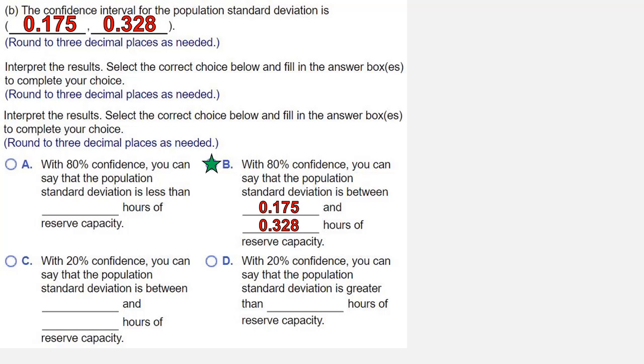Now, always check your answer. How do we check our answer? Well, when we found the standard deviation on the calculator, it was 0.22 something. That number needs to fall between these two bounds, 0.175 and 0.328. It won't be exactly in the middle, but it needs to be between those. If it's not between those values, then you've done something wrong. So you need to go back and find where your error is. But this time we did it right. This is 0.175 to 0.328, choice B, and that's your answer.